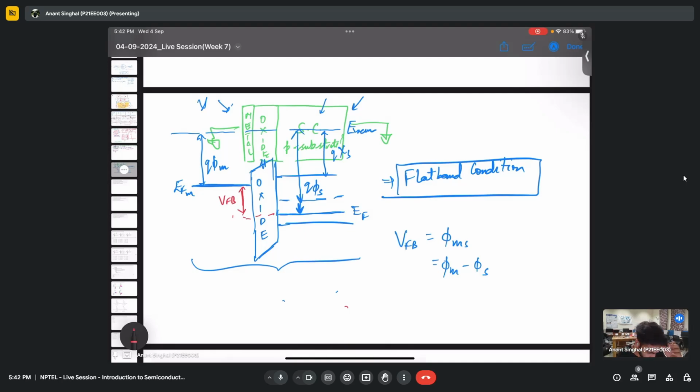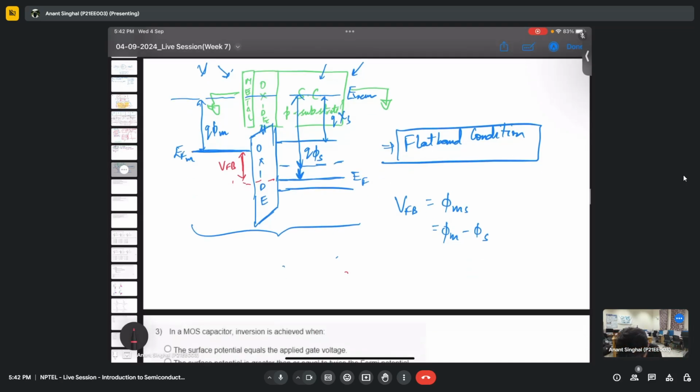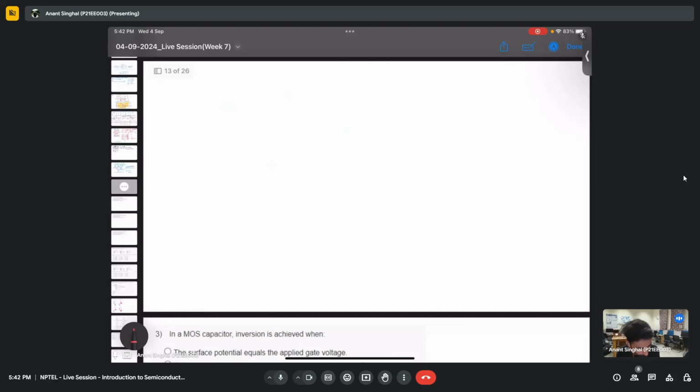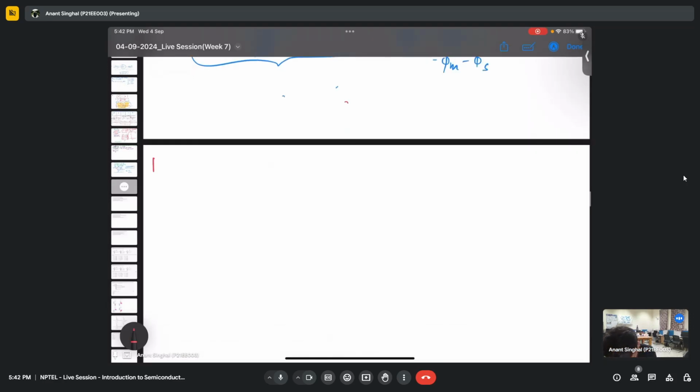So maybe I can make it, let me try to make it. First of all, let's define the flat band voltage. So flat band voltage is the voltage that is applied.